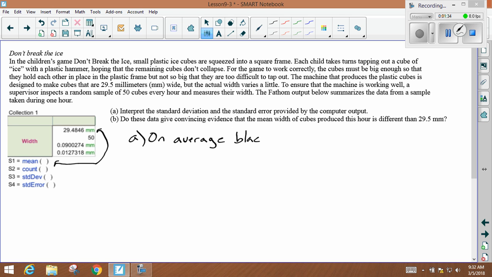Blocks will be, on average, our standard deviation of 0.09 millimeters from the mean. Just again reinforcing what standard deviation is.